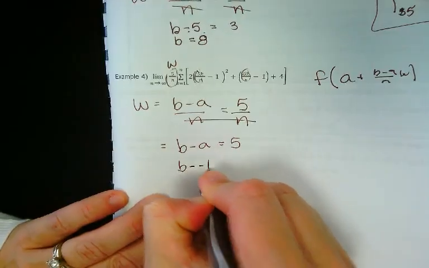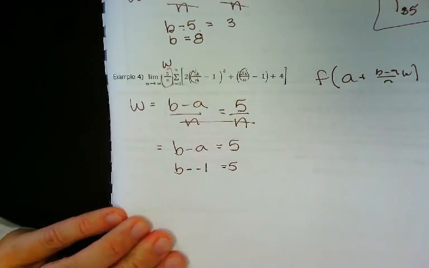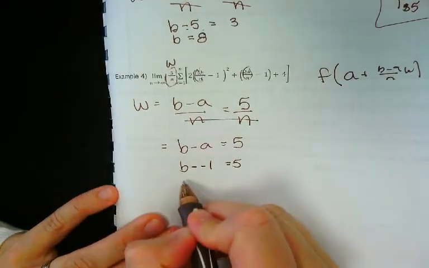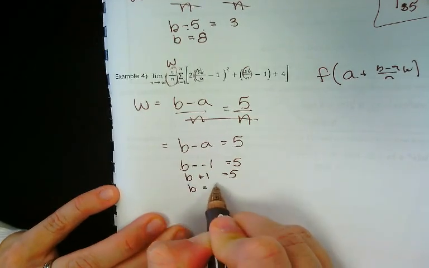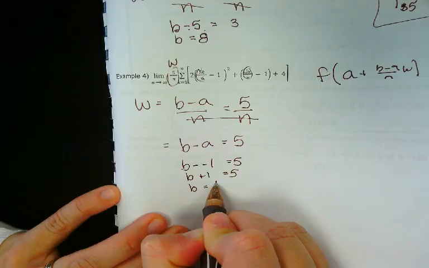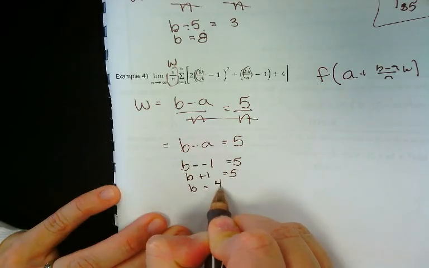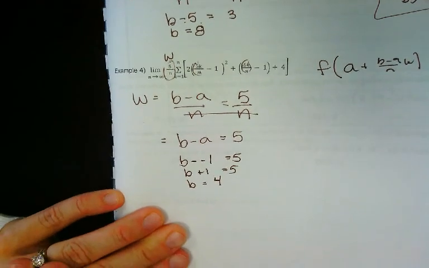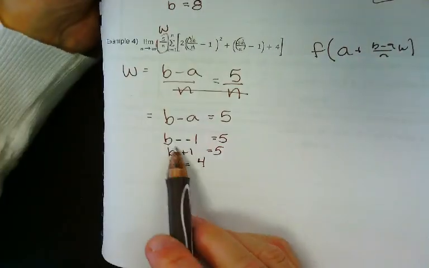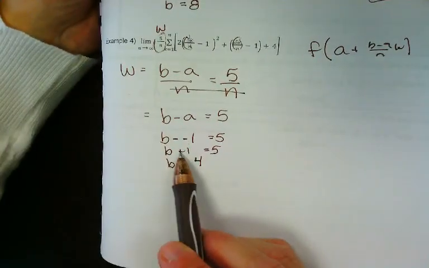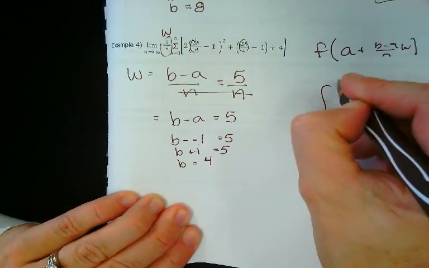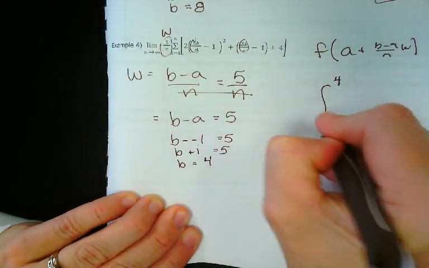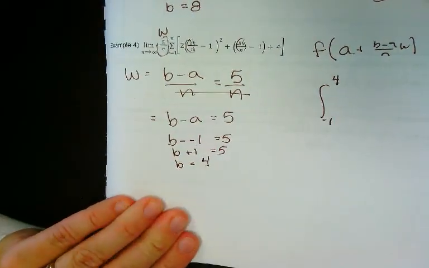So minus a negative 1 is really b plus 1 equals 5. Therefore, b has to equal, shucks, I was going with 4. I like 6. Sounds good. Because it's b minus a negative 1, which is b plus 1. So that tells me the integral goes from, we said a is negative 1 to 4.